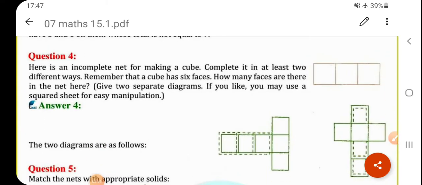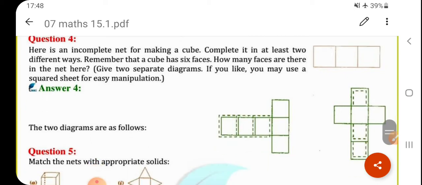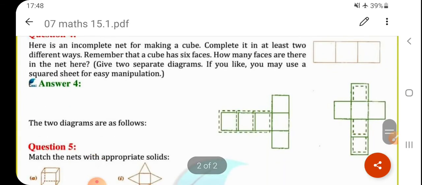Here is an incomplete net for making a cube. Complete it in at least 2 different ways. Remember that a cube has 6 faces. How many faces are there in a net here? Give 2 separate diagrams. If you like, you may use a square sheet for any manipulation. You have to complete the diagram.